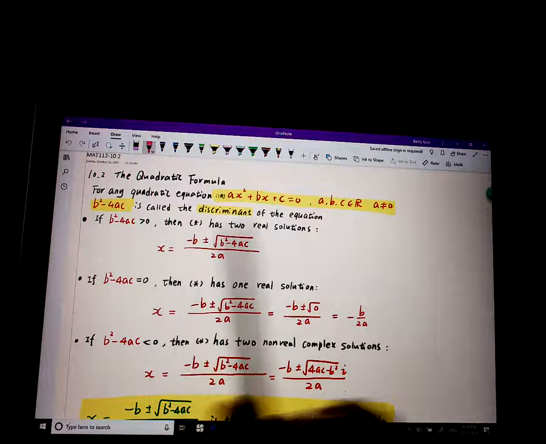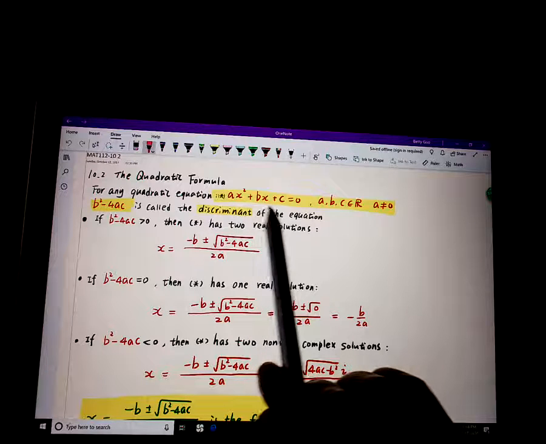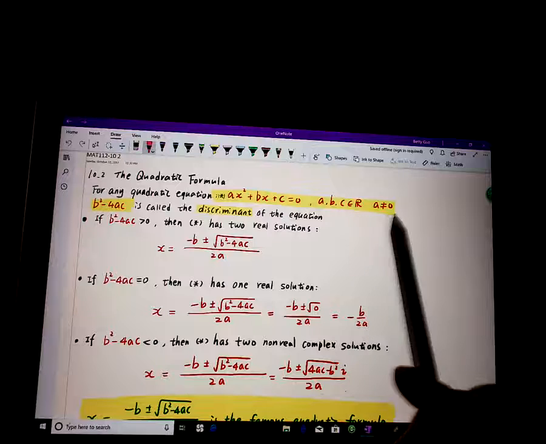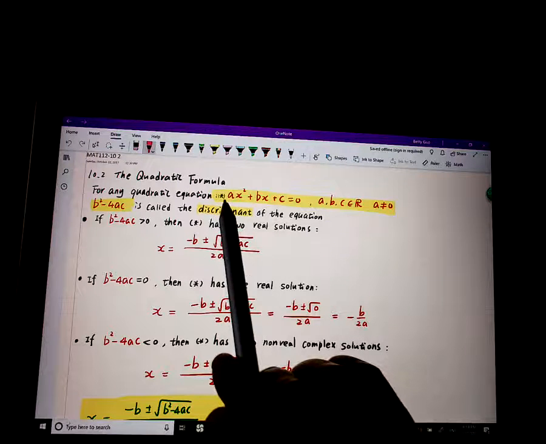All right. So here we have a quadratic equation: ax squared plus bx plus c equals 0. A, B, C are real numbers. Leading coefficient A is non-zero. We're going to label this quadratic equation as a star.